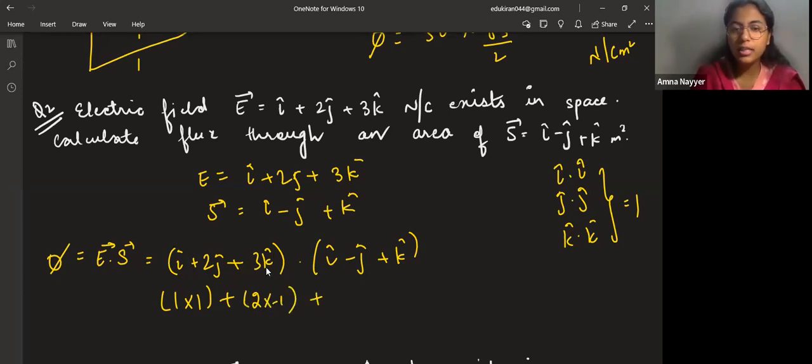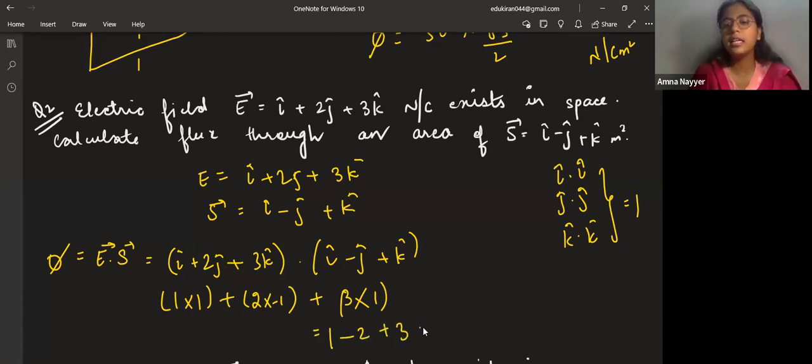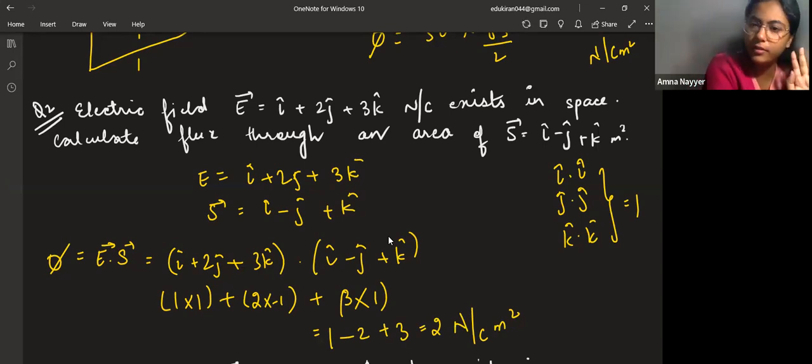Next. What is the coefficient of k cap? Here we have 3 multiplied by the coefficient of k cap, which is 1. That's it. So you have 1 into 1 is 1, 2 into minus 1 is minus 2, and 3 into 1 is 3. So that gives 2 Newton per coulomb meter square as the electric flux. This is the value of electric flux.